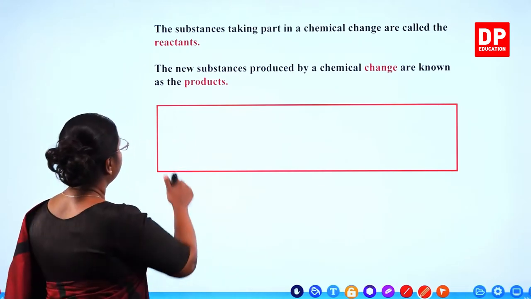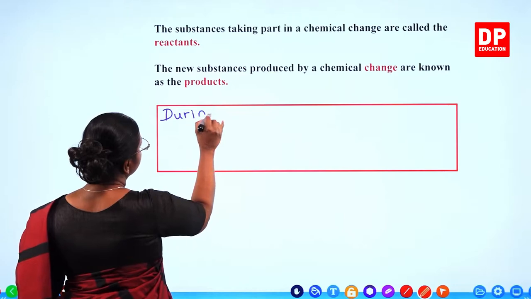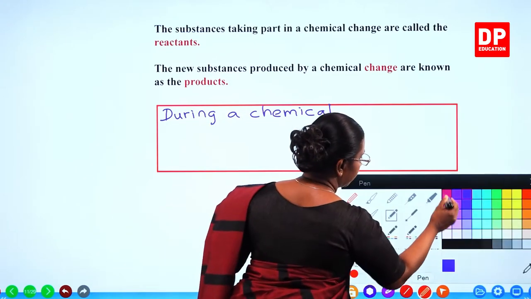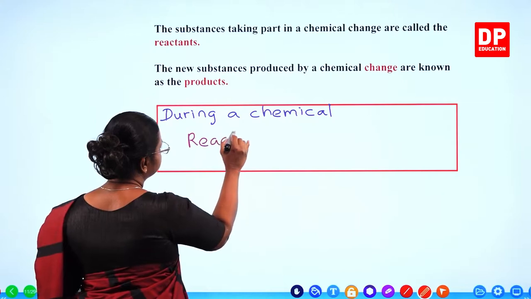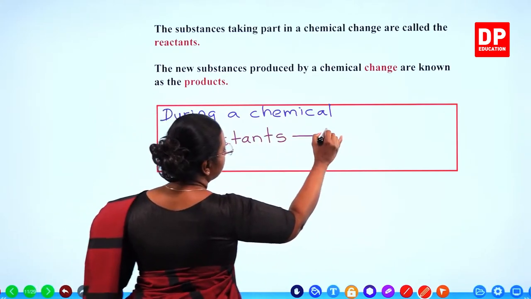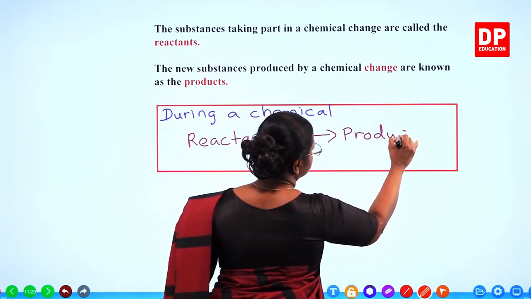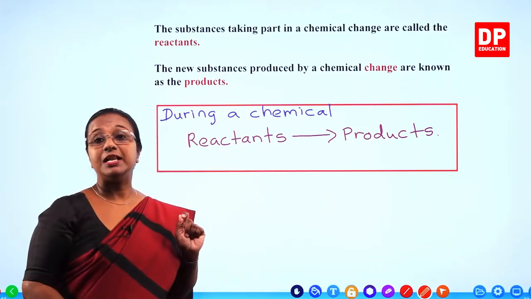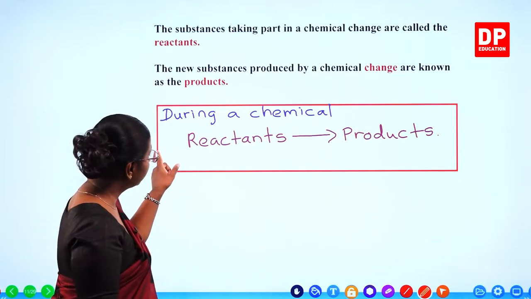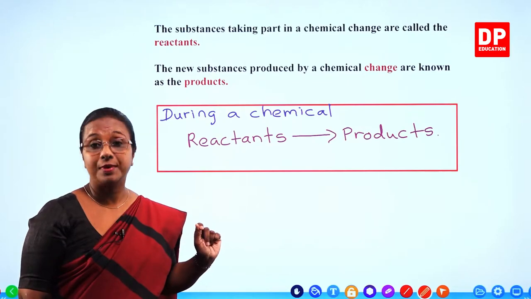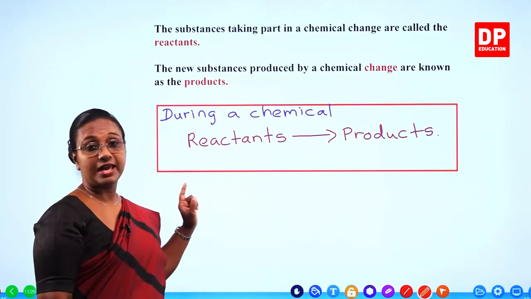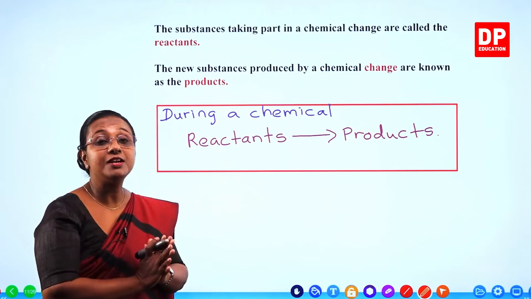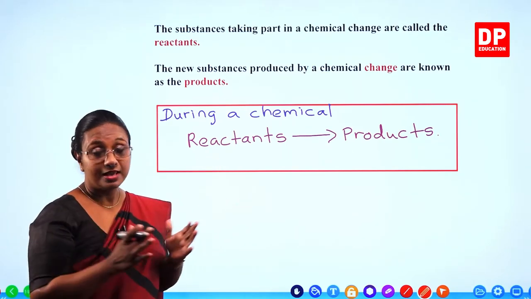So, during a chemical reaction, what happens? The reactants are converted to products. As we discussed before, you can have one reactant becoming two or more products, or two or more reactants becoming one product, or else two or more reactants being reorganized to form two or more products. Those are different ways of chemical reactions taking place.